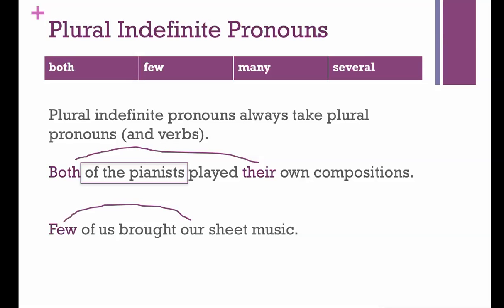"Few" is the indefinite pronoun. "Our" refers back to "few." Once again, "of us" is a prepositional phrase, so that's not what we're making agree with "our," it's "few."